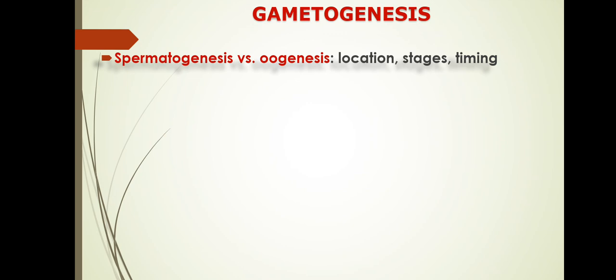Talk about the stages and the timing. They'll ask you, is oogonia present at birth, for example? You're going to say no because you understand that oogonia is not present at birth. They'll ask you, when does spermatogenesis start, of course, if you're talking about spermatogenesis, that is in males. You have to know when does it start. Of course, at puberty.